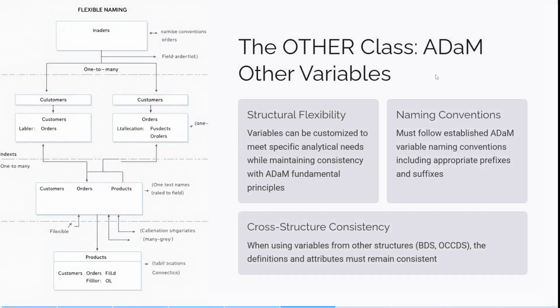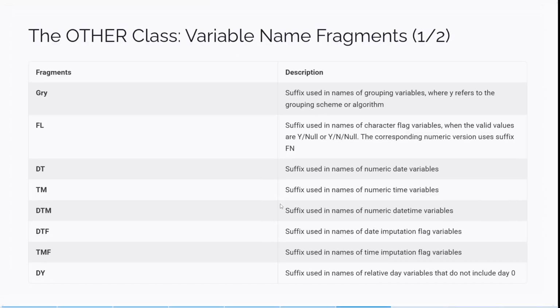Now the Other class, the ADaM Other variables. There are three categories. The first is structural flexibility. What is the significance of Other class data structures? The variables can be customized to meet specific analytical needs while maintaining consistency with ADaM fundamental principles. Naming conventions must follow established ADaM variable naming conventions, including appropriate prefixes and suffixes. It also has cross-structure consistency: when using variables from other structures, the definition attributes must remain consistent.